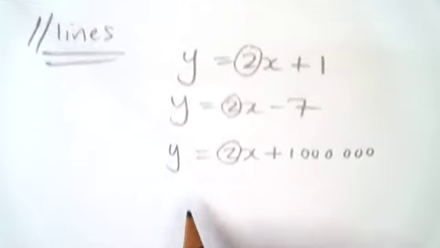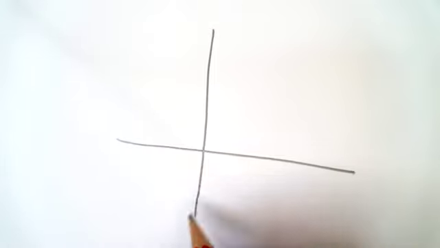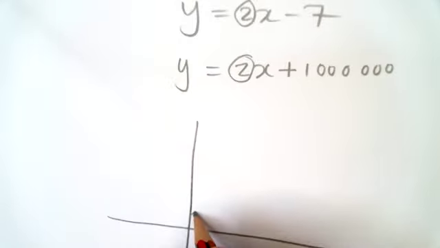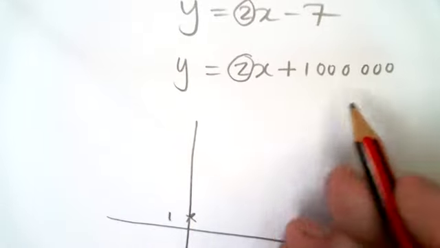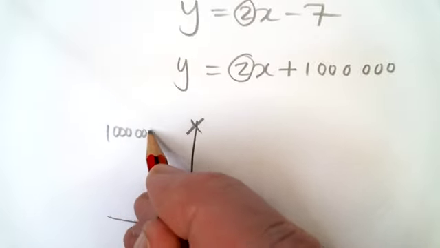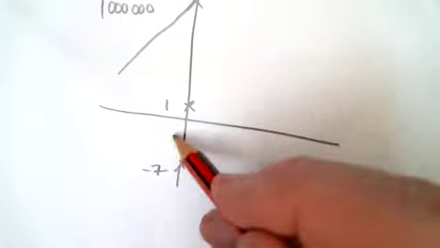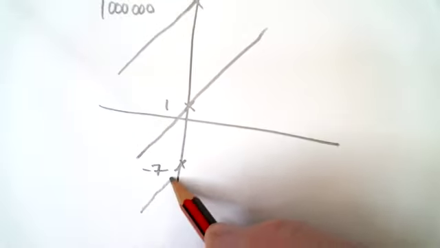If you had the axes like this, this one here would be -7. Let's call this one +1, a 1 there. Call this a million here. There it is. So this one here would be 2x. There's my 2, a 2, a 2.